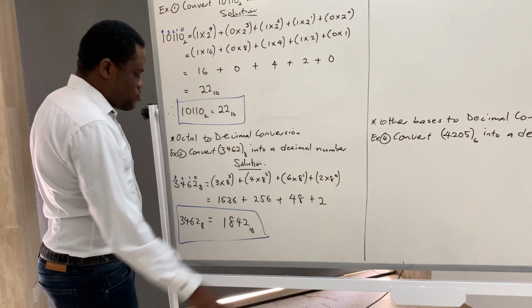Hexadecimal to decimal. Hexa means 16. So if it's base 16, we want to convert to base 10. The same procedure. Nothing changed. The only thing that is changing here is the base. The procedure is the same. So let's quickly solve it together.